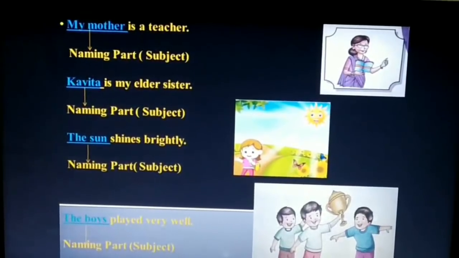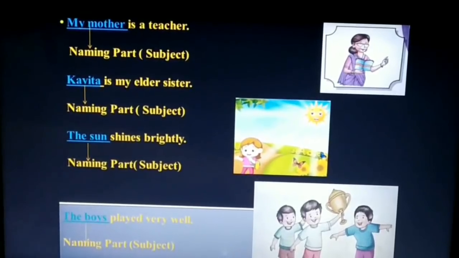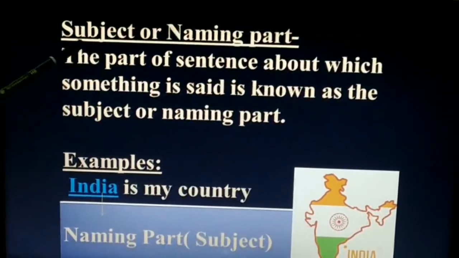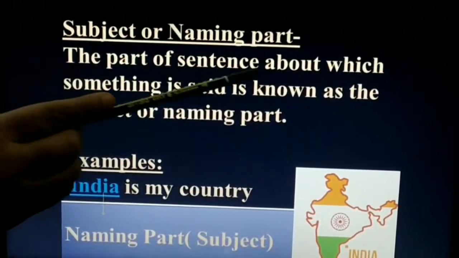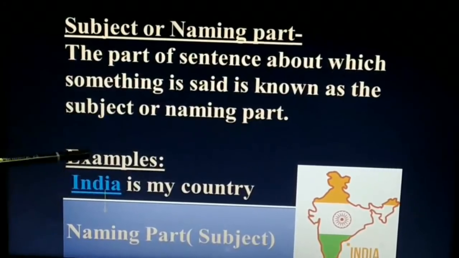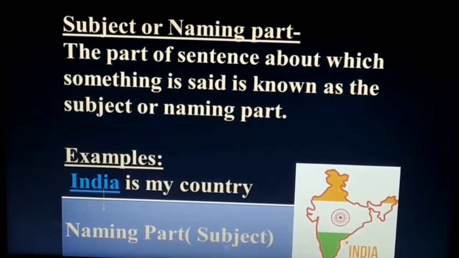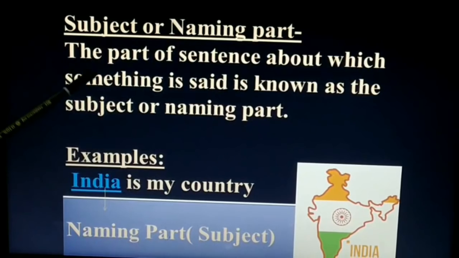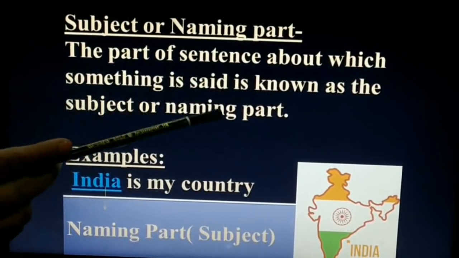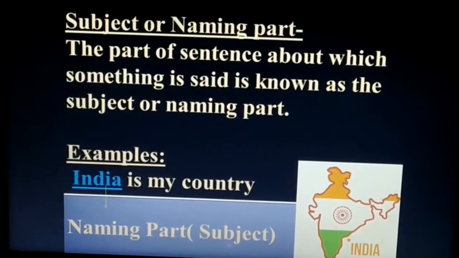So, what is the subject? The part of a sentence about which something is said is known as the subject. It's clear now? Subject is clear to you now? The part of a sentence about which something is said is known as the subject.